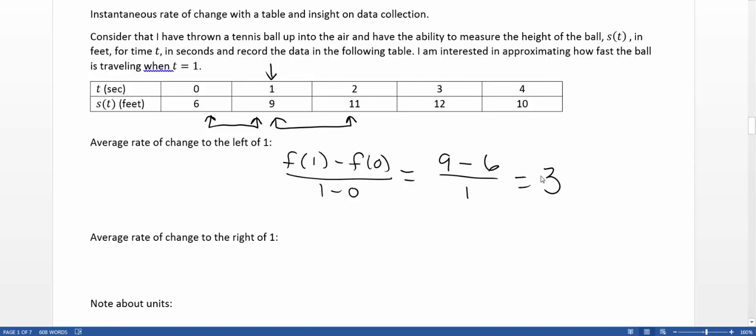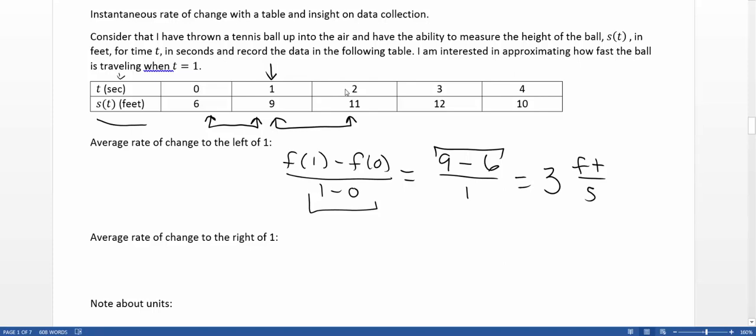So remember that sometimes we can attach units if we're given them in the problem. So this 9 and this 6 on the top, these are both dependent values. So that's in feet. And then on the bottom, the 1 minus 0, the units on that is seconds. So this is 3 feet per second. So my average rate of change between 0 and 1, which is to the left of 1, is 3 feet per second.